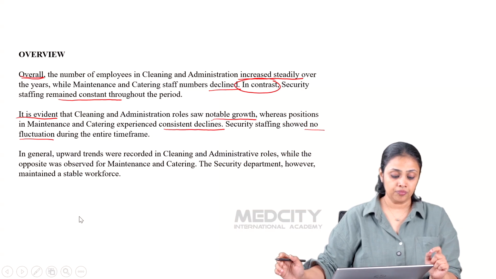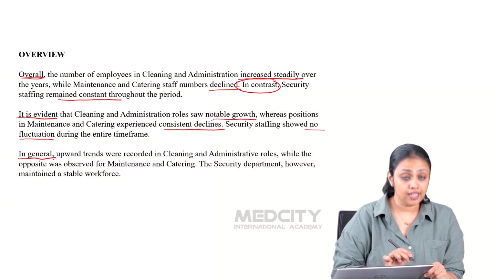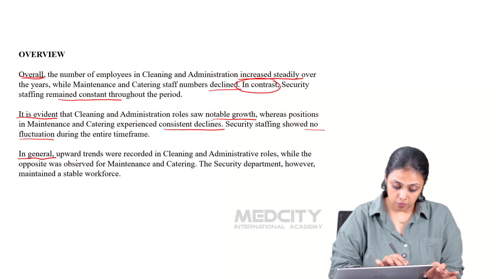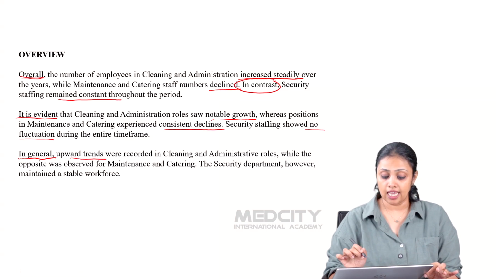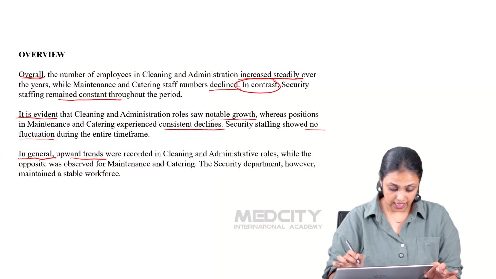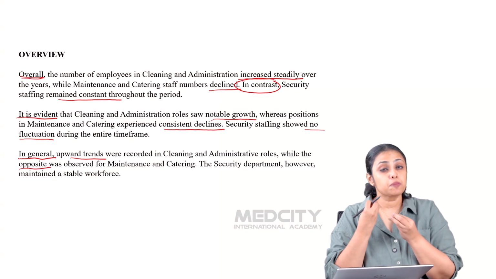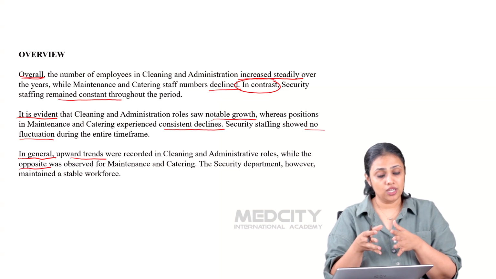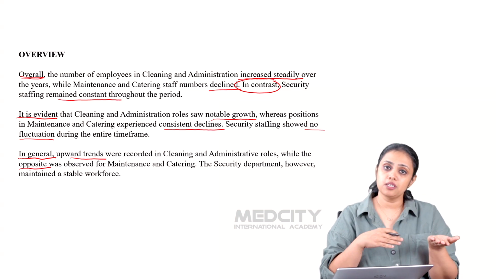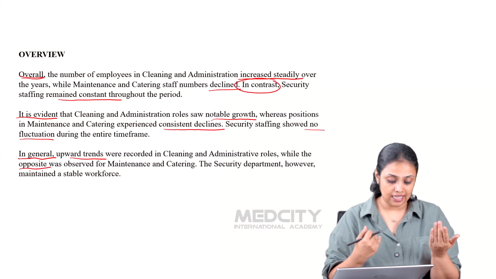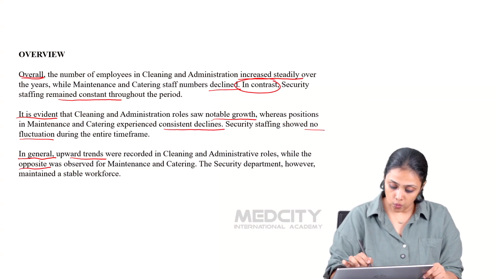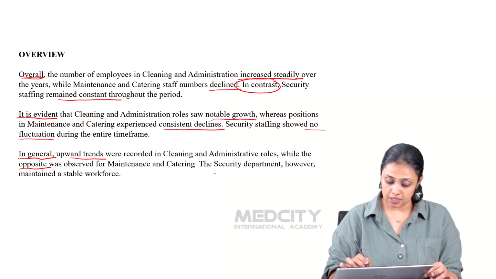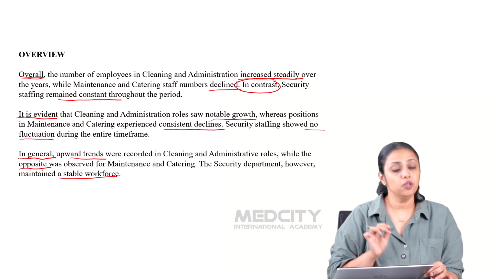Another version, in general, that is another way in which we can start the overview. Upward trends were recorded in cleaning and administrative roles, while the opposite, you've not explicitly said that it is declining, but for cleaning and administrative you said it's an upward trend. So the opposite means it's clear that it is declining trend or a downward trend, while the opposite was observed for maintenance and catering. The security department, however, maintained a stable workforce.